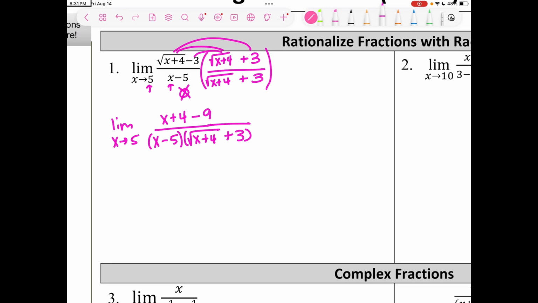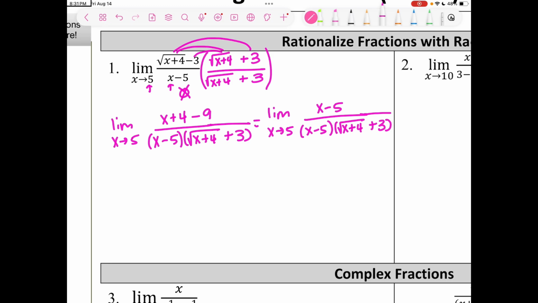I can definitely simplify the numerator, and so that's still going to be a limit as x goes to 5, but the numerator is going to be x minus 5. And again, I'm not going to multiply the denominator out because I don't think I'm going to have to, and I don't want to make my life harder than it has to be. So let's go ahead and leave those as 2 separate binomials.